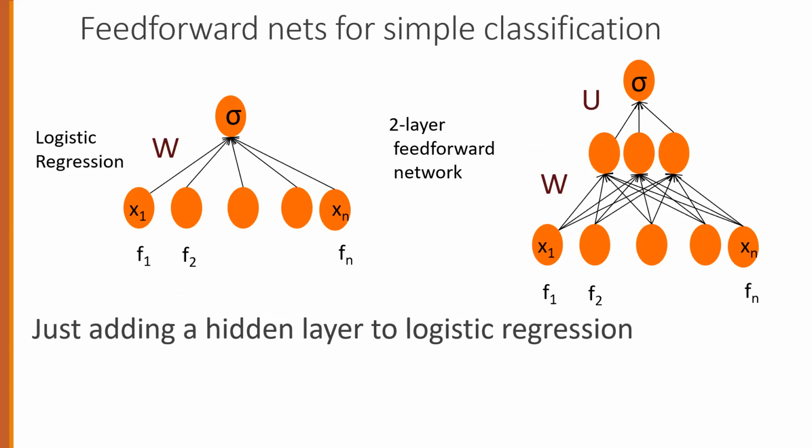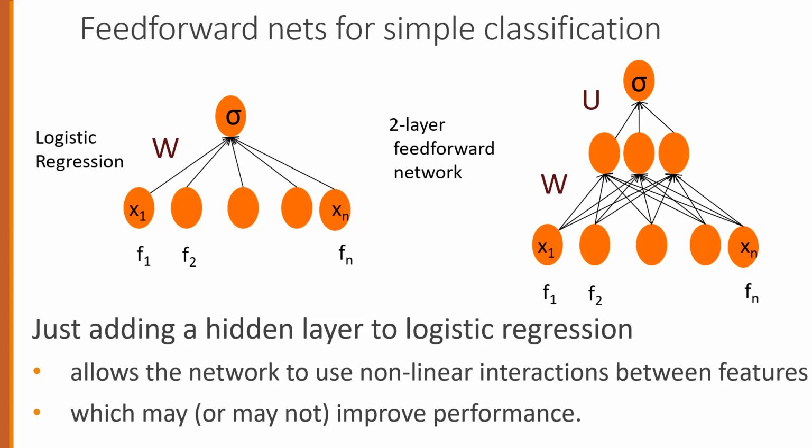Now, a two-layer feed-forward network can be thought of as a logistic regression having the same architecture, but having a separate additional layer before the output and after the input. That is, just by adding a hidden layer to the logistic regression, we can think of it as a two-layer feed-forward network. So in the hidden layer, that is the one layer that we just added, nonlinear interactions between features can be made, which may or may not improve performance.